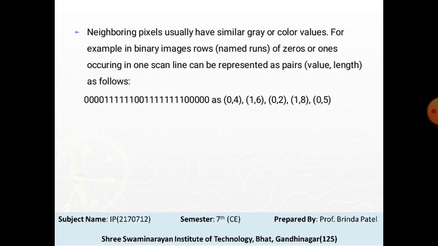With psychovisual redundancy, we use the fact that the eye doesn't make much quantitative analysis of the gray or color values of every pixel, but is more attracted to features such as edges and textures.